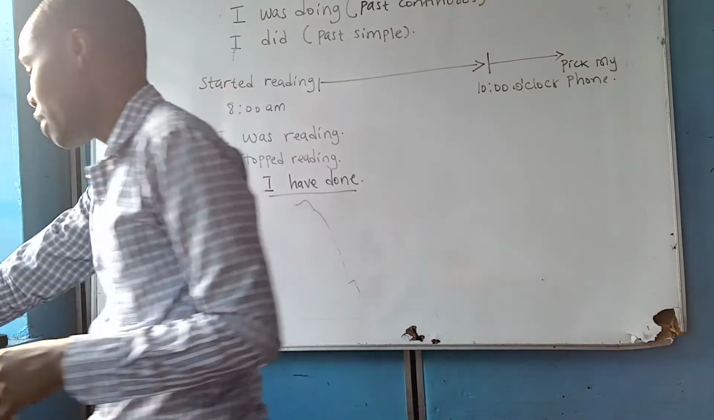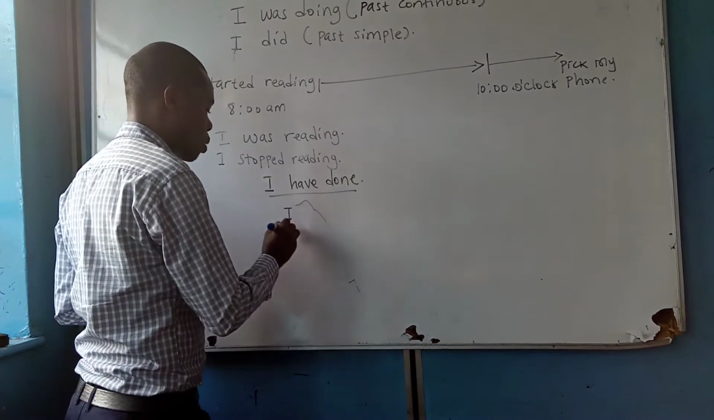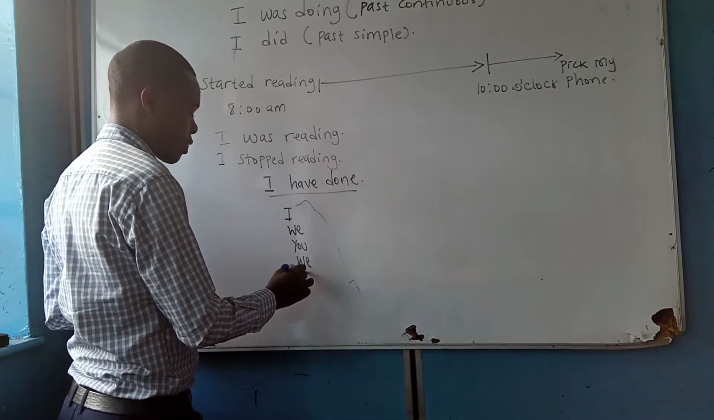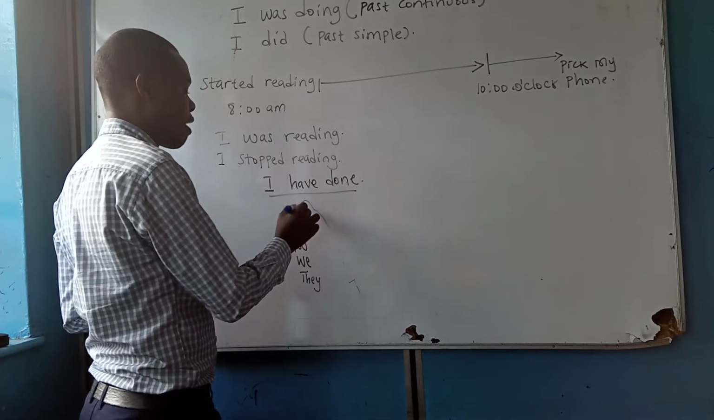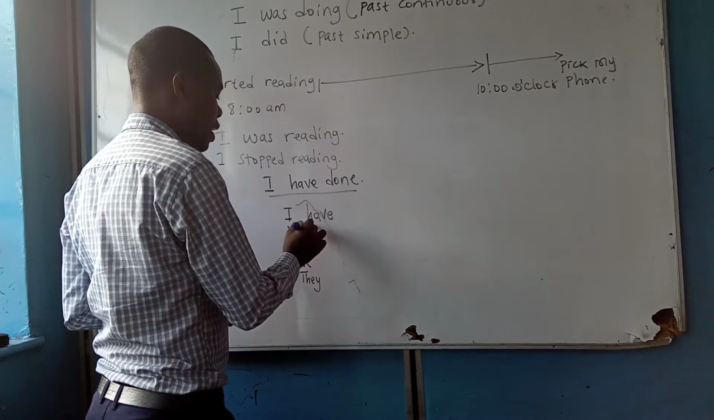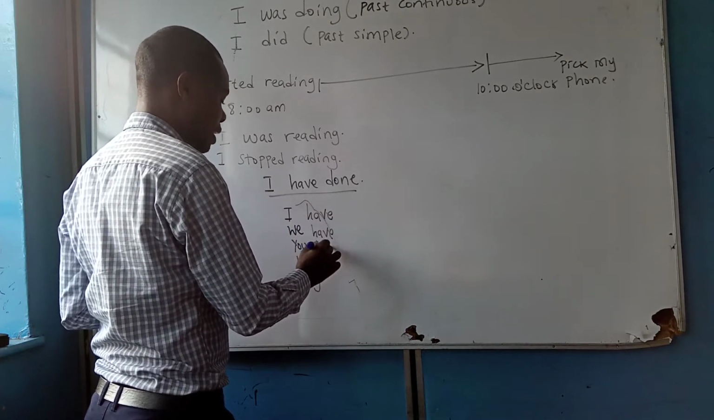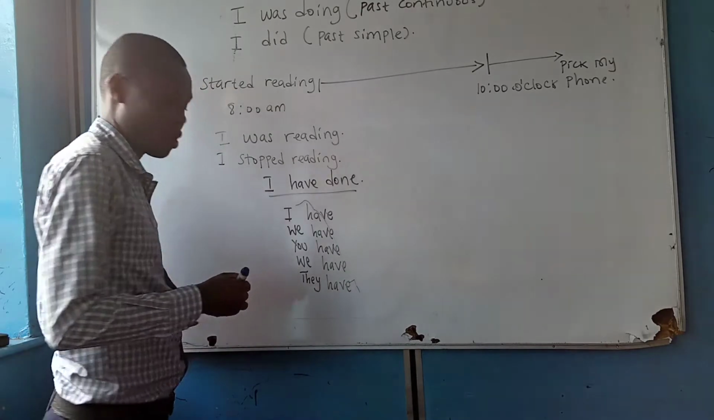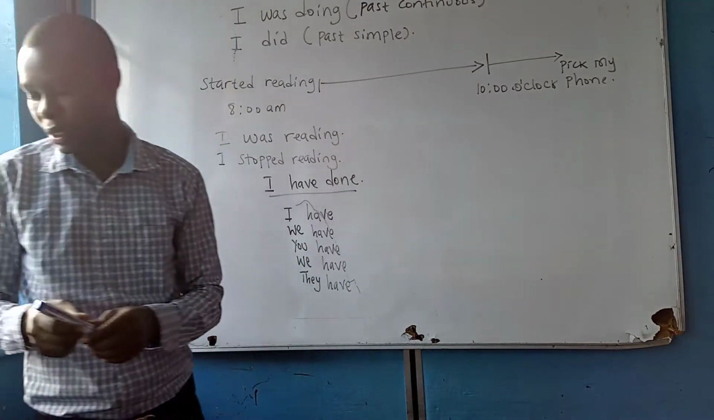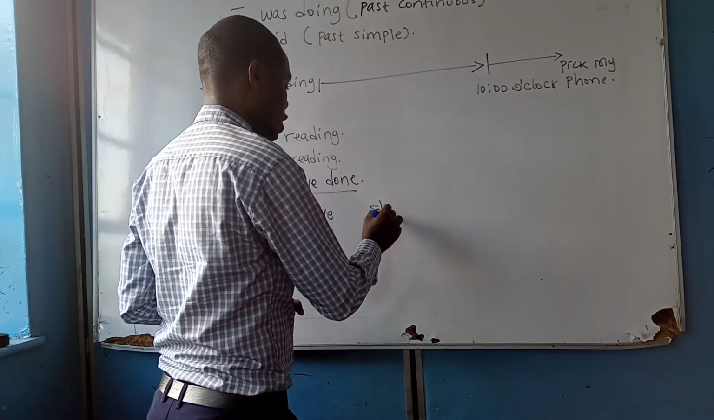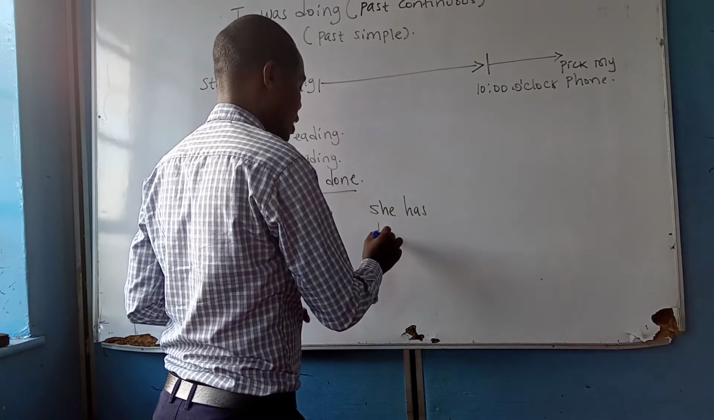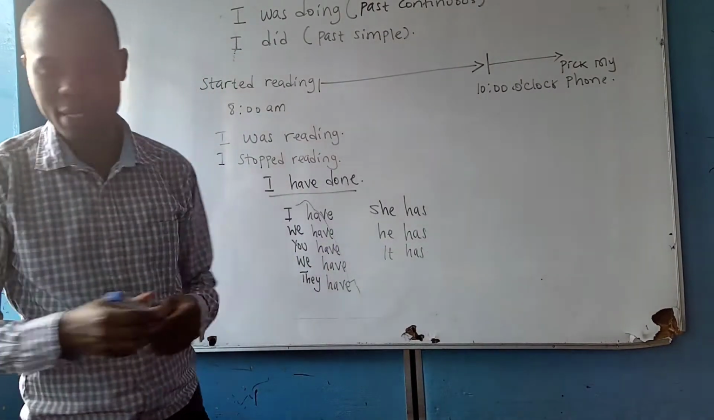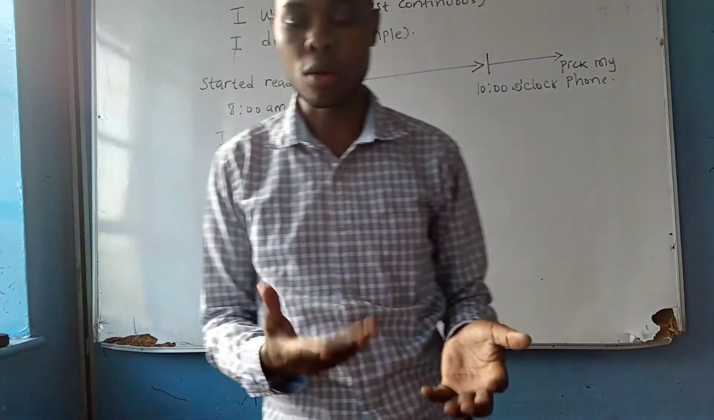And remember, with these pronouns, I, we, you, we, they, we use have. I have done, we have done, you have done, we have done, and they have done. But with these pronouns here, she has done, he has done, and it has done. Meaning that the action has happened some few minutes ago.